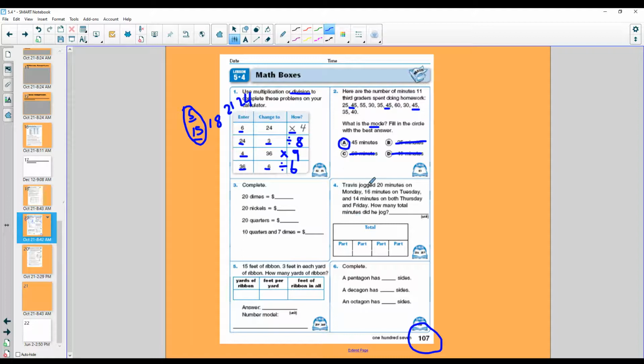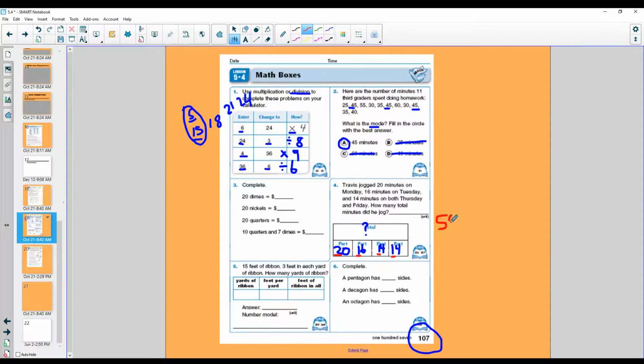All right, Travis jogged 20 minutes on Monday, 16 minutes on Tuesday, 14 minutes on both Thursday and Friday. Now I'm figuring out the total. So what I'm going to do here is I'm going to count the tens first. So we got 20, 30, 40, 50.